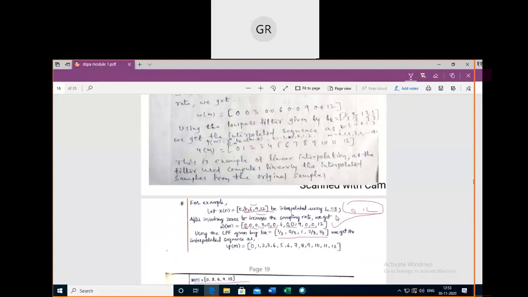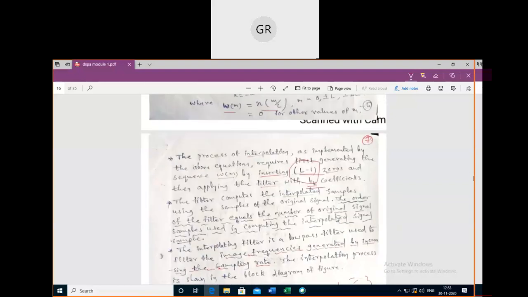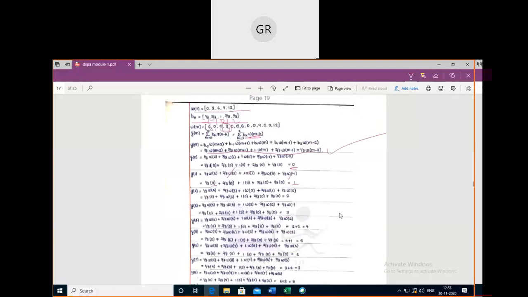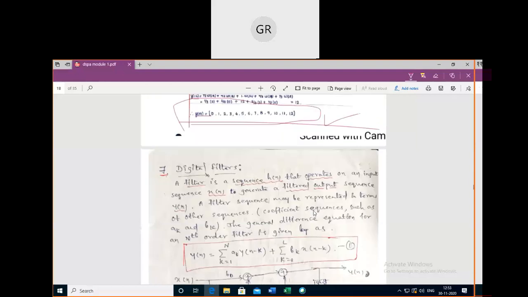Okay, these are the important questions: decimation and interpolation process, and problems on interpolation. Please practice them.